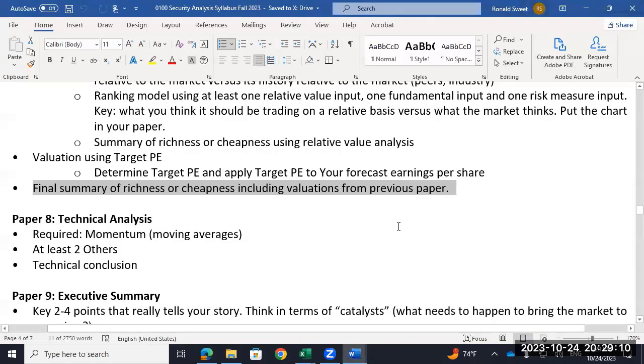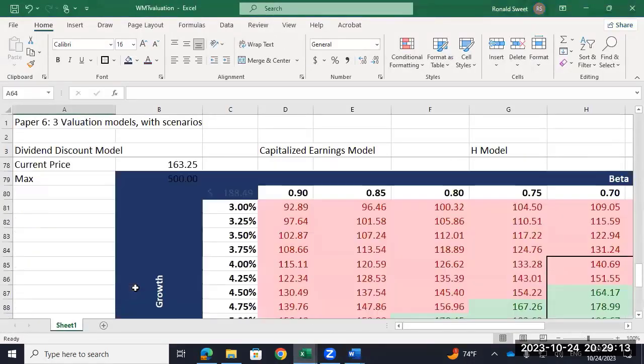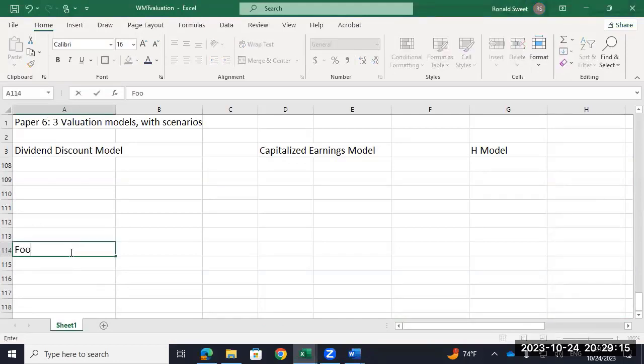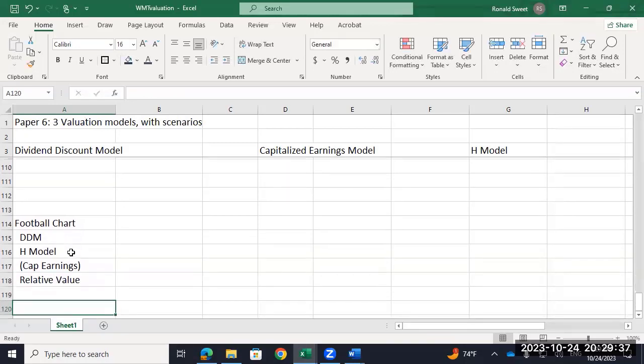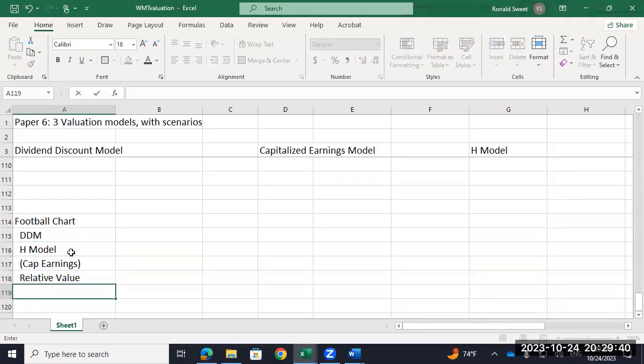So essentially, what your football chart is probably going to bring in is the dividend discount model, H model. It might or might not do the cap earnings. And then you're going to do a relative value. So you're going to have those 4. Then you might show the 52-week range and the current price. That's probably going to be your football chart.